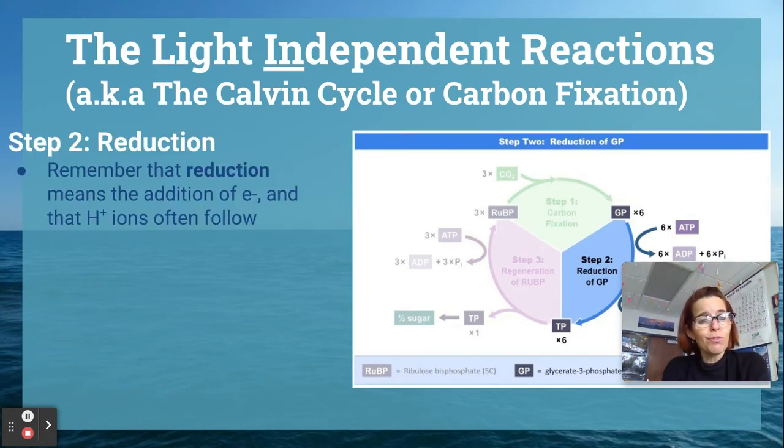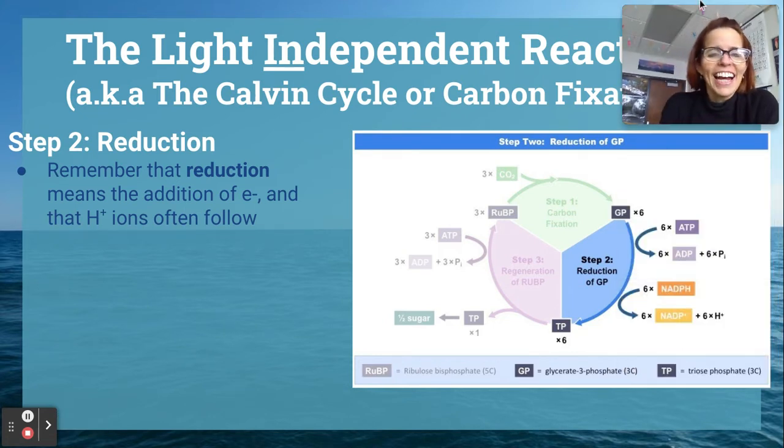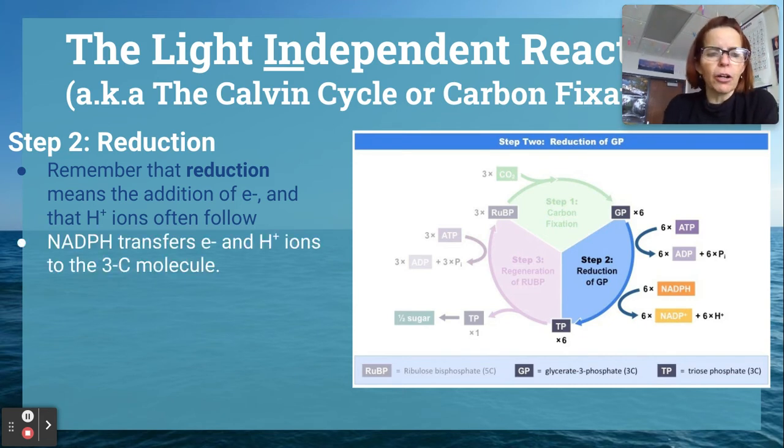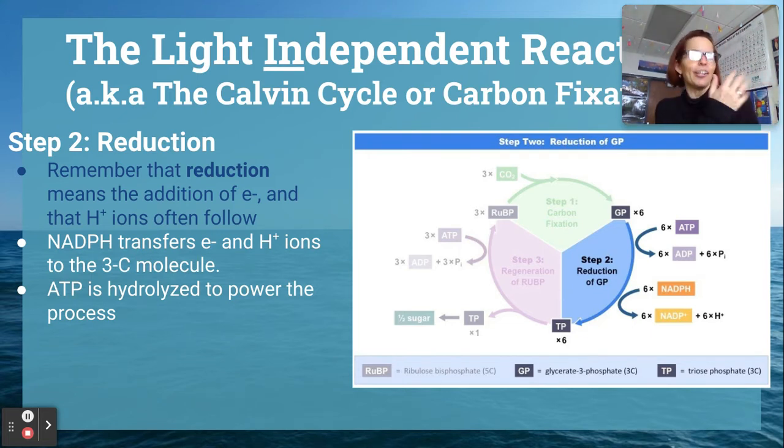All right, so step 2 is called reduction. And now my picture is in the way of what's happening, so I'm going to bring it up there. Okay, remember that reduction means the addition of electrons and that hydrogen ions also often follow. NADPH that we made in the light-dependent reactions, remember they caught the electrons, they were electron carriers. They bring the electrons over to the Calvin cycle, and it says NADPH transfers electrons and hydrogen ions to that 3-carbon molecule. So it drops them off, and now it becomes NADP plus again, and that NADP plus then returns to the light-dependent cycle to gain its hydrogens and electrons again.